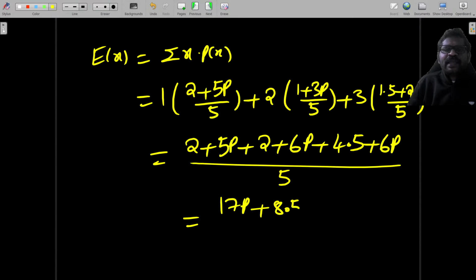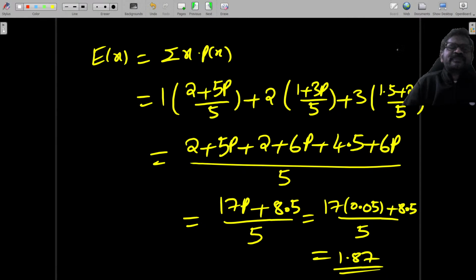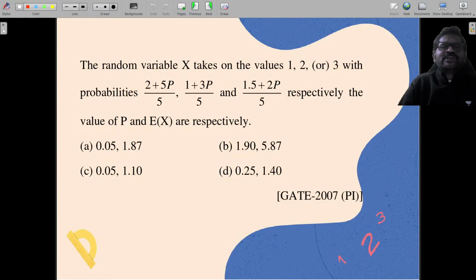That is 17P plus 8.5 by 5, that is 17 into 0.05 plus 8.5 by 5, that is 1.87. So E of X is 1.87, the value of P is 0.05, and 0.05 and 1.87 is the correct option. First option is correct.